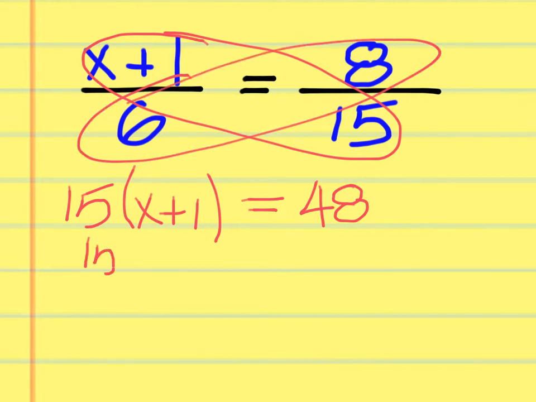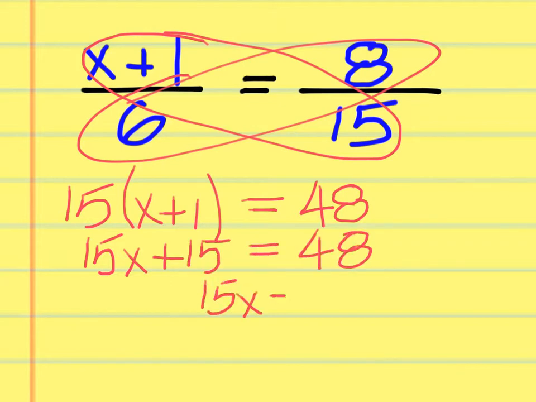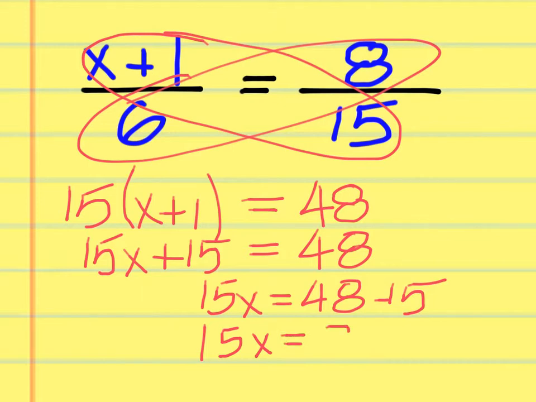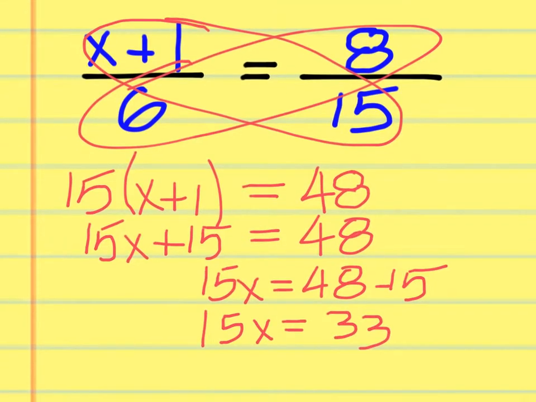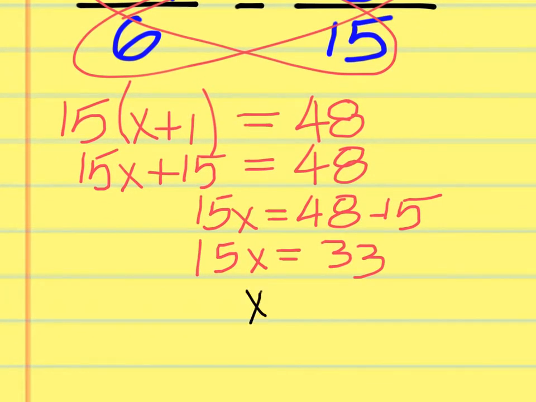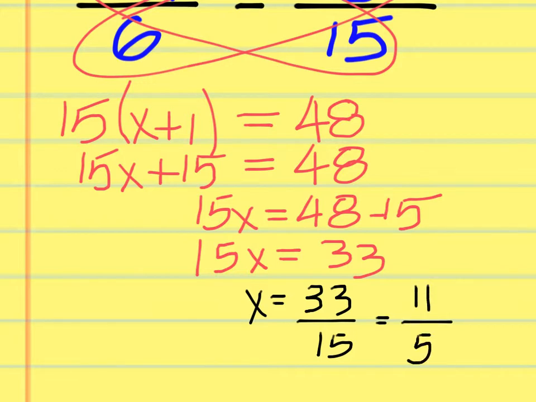Distribute the 15 to get 15x plus 15 equals 48. Keep the x term on the left. Move the constant to the right. 15x equals 33. And divide 33 by 15. You can reduce that. You can get 11 over 5. That's the same thing as 2 and 1/5.